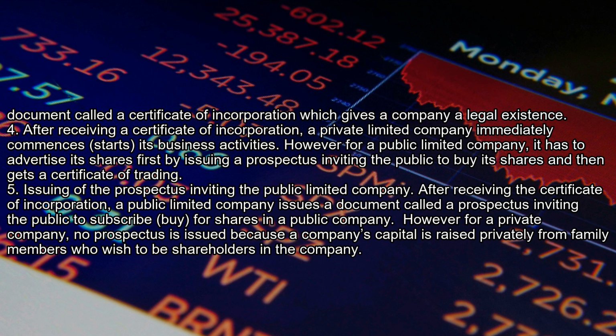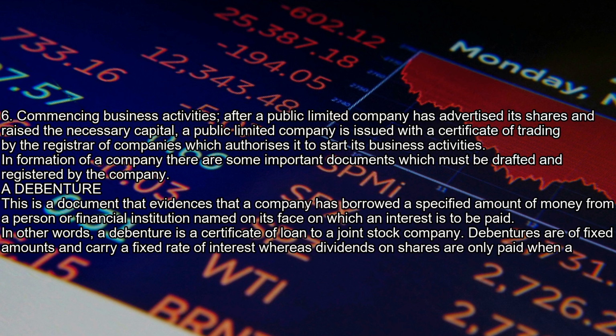However, for a private company, no prospectus is issued because the company's capital is raised privately from family members who wish to be shareholders in the company. 6. Commencing business activities. After a public limited company has advertised its shares and raised the necessary capital, it is issued with a certificate of trading by the Registrar of Companies, which authorizes it to start its business activities.